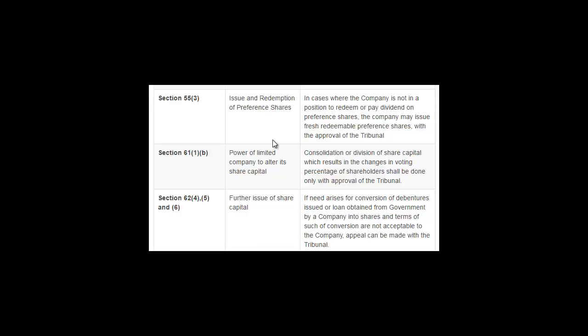So the issue of new redeemable preference shares depends on the approval of the tribunal nowadays. This is a significant change. If you issued redeemable preference shares earlier and are not paying the dividend, and now you want to issue another set of redeemable preference shares to the same people, then you have to take the approval of the tribunal.